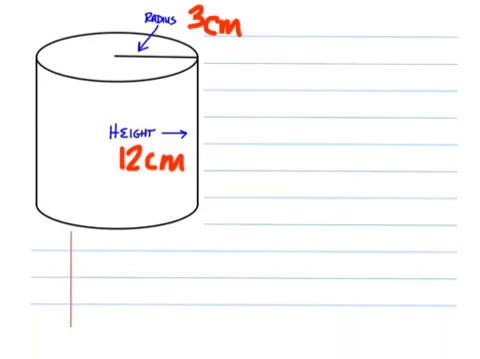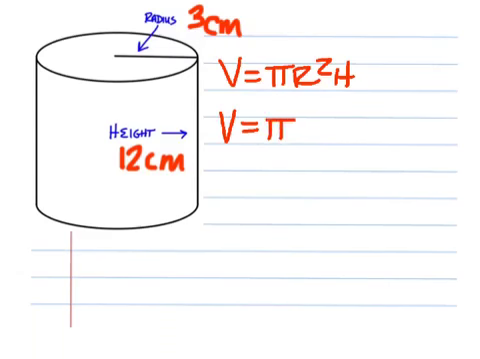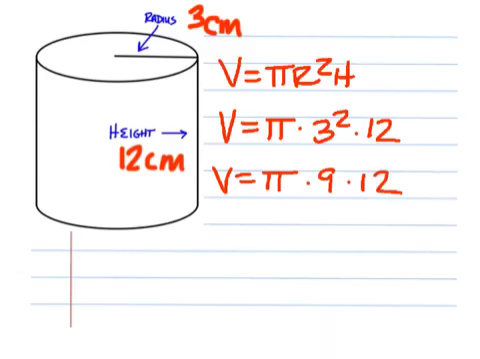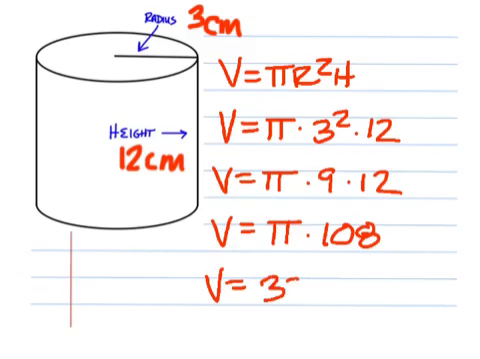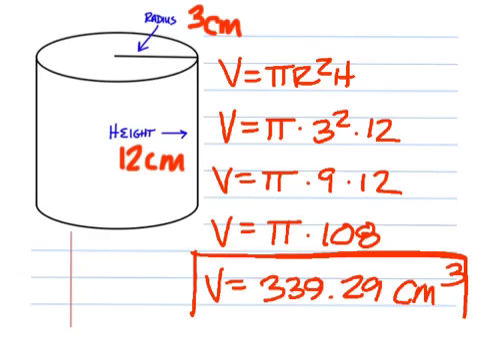Solution for practice 1. The formula is V equals pi r squared h. Plug in what you know, and that will be 3 for the radius and 12 for the height. Simplify the radius squared to 9, and then simplify again. 9 times 12 is 108. Multiply pi by 108 and round to the hundredths place. 339.29 centimeters cubed.